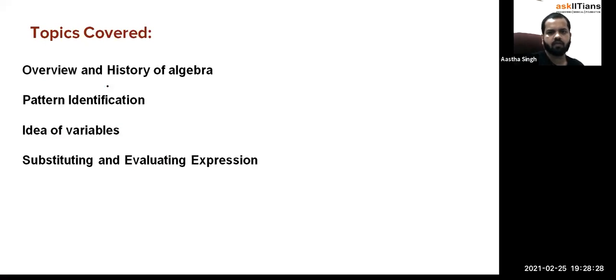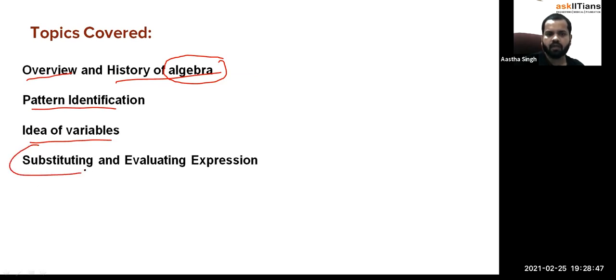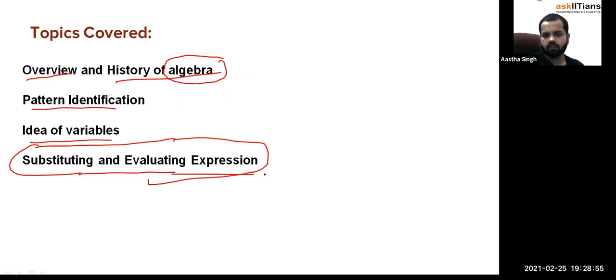The topics we'll cover today will be the overview and history of algebra. First, we'll go at what algebra means, then the pattern identification, then the idea of variables, then the most important thing, substituting and evaluating expressions, finding the value of variables, right?